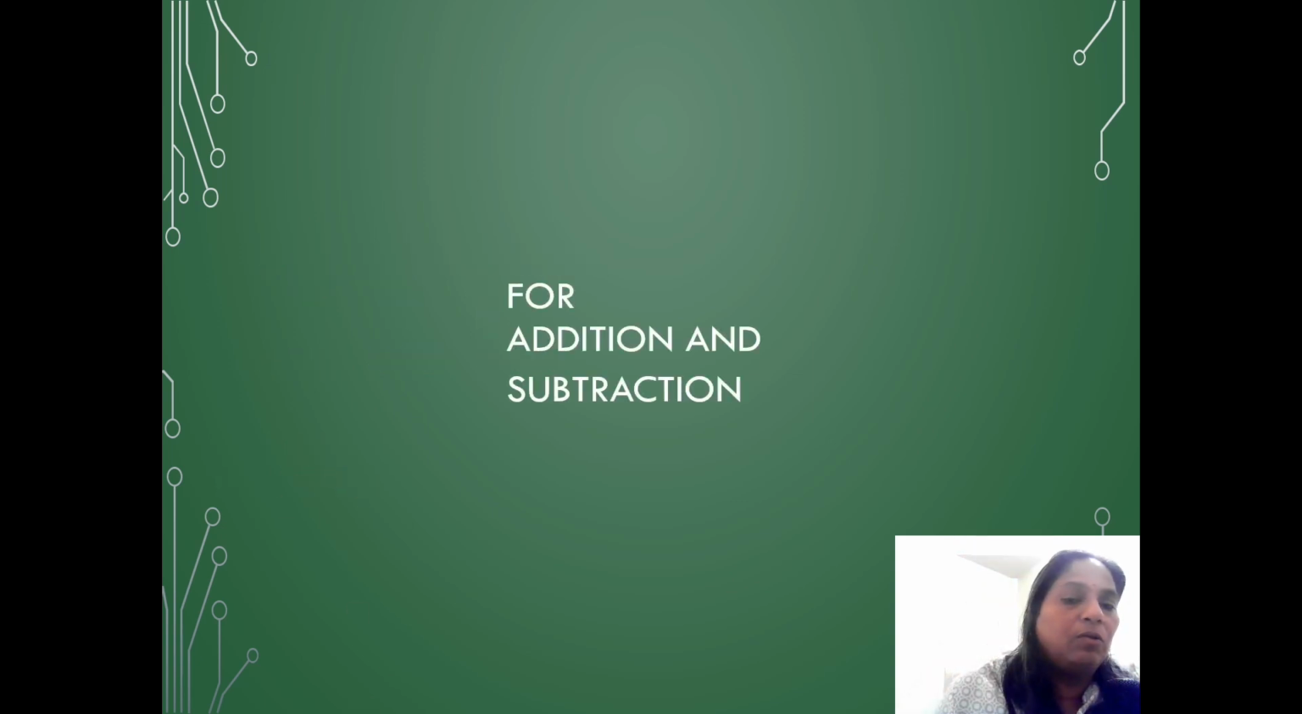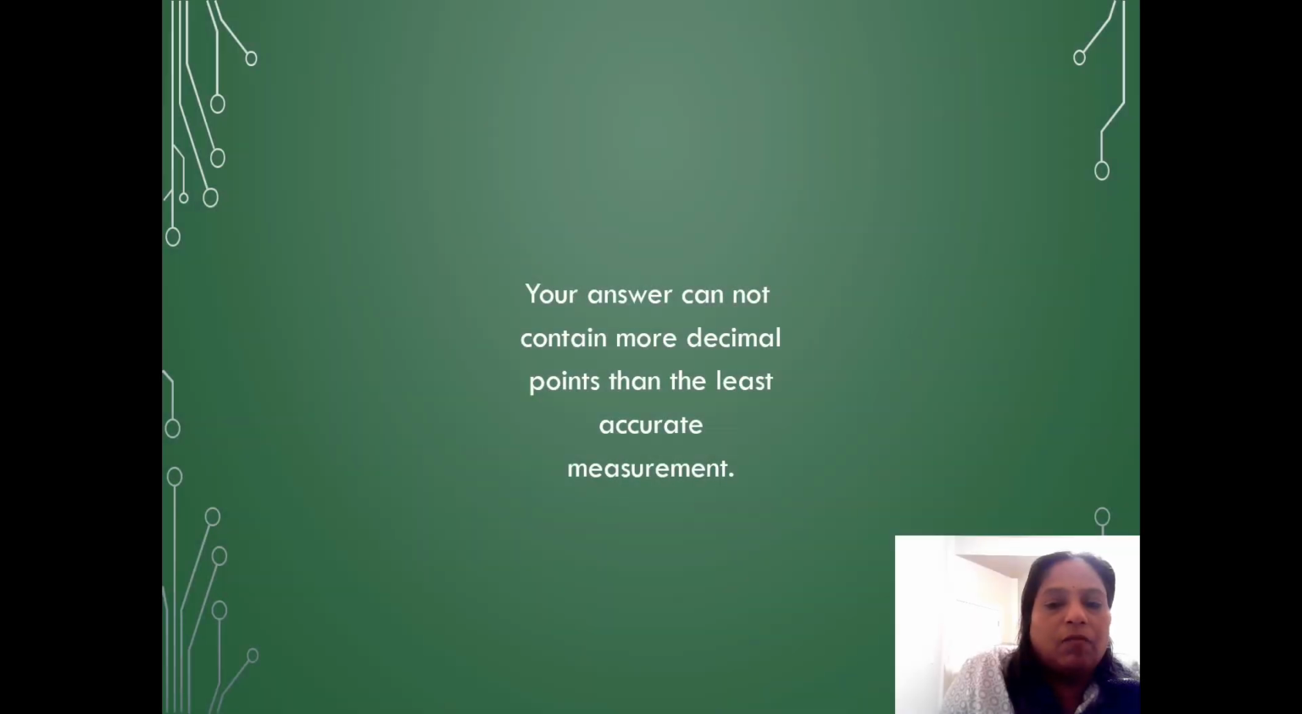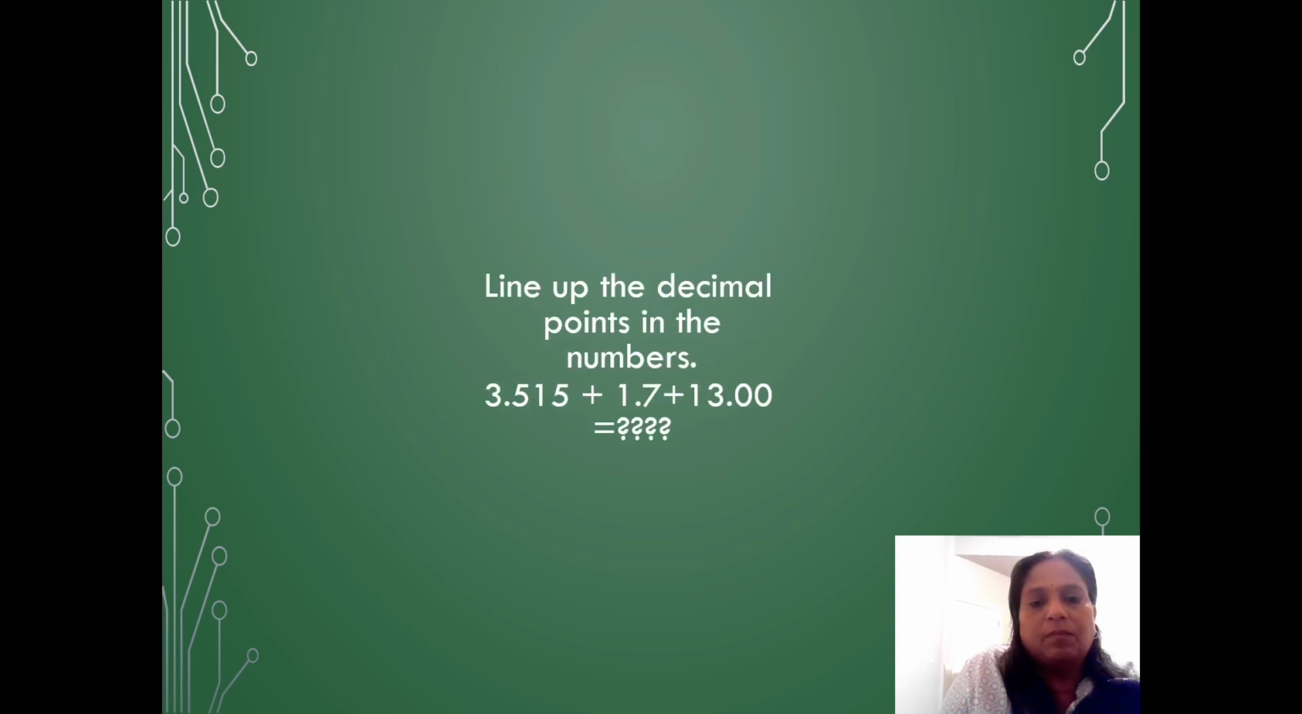Check out the rules for addition and subtraction. For addition and subtraction, your answer cannot contain more decimal places than the least accurate measurement. Here we look for the decimal places. Let's check out our first example in this. Line up the decimal points in the numbers when you have an addition problem. So I have here an addition: 3.515 plus 1.7 plus 13.